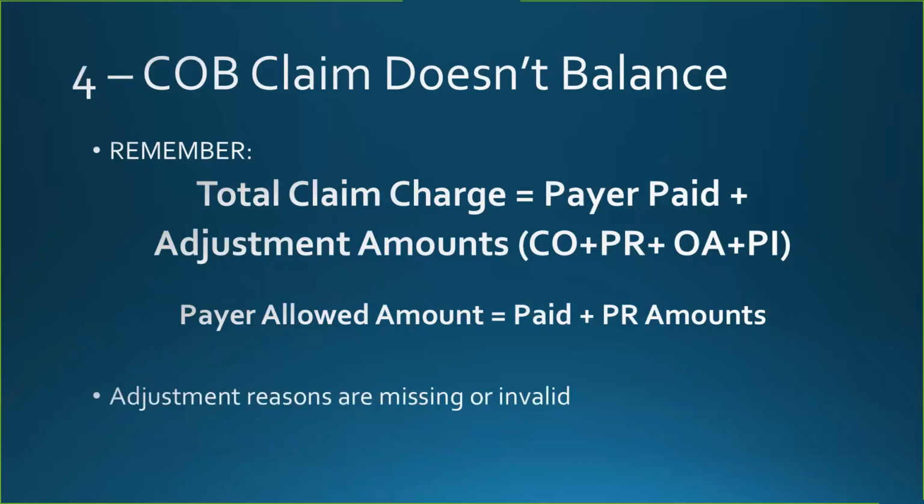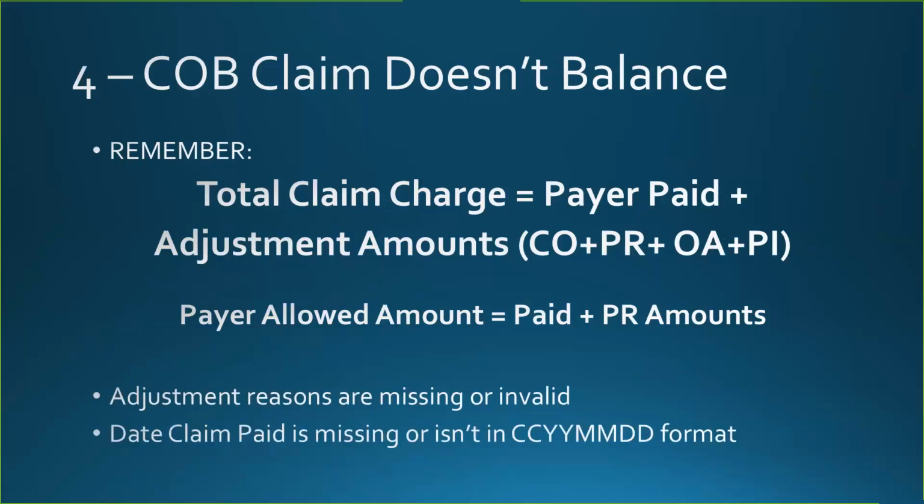Another time that a lot of issues with COB happen is because the adjustment reasons are missing or they're invalid. So for example, if we get a contractual obligation write-off of deductible, that doesn't make any sense. No one requires you to write off deductible amounts. So just make sure that those codes, those claim status codes, match what the reason is. And make sure that you're sending on that date the primary or secondary insurance processed the claim, and it should be in that year, month, day format.